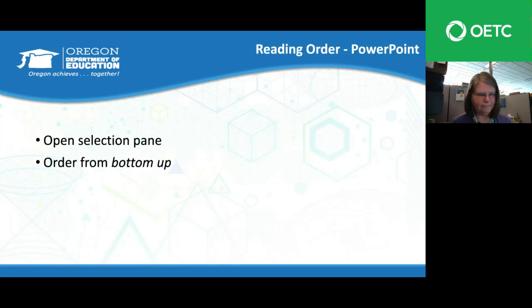Next. Reading order in PowerPoint is anti-intuitive, like the opposite of intuitive all the time. If you're looking at reading order in PowerPoint, it is from the bottom to the top, not from the top to the bottom like we all think it should be. So if you open up the selection pane, it's called the selection pane in PowerPoint. If you look at the selection pane, the title should be at the bottom of the list, and you should read from the bottom to the top.